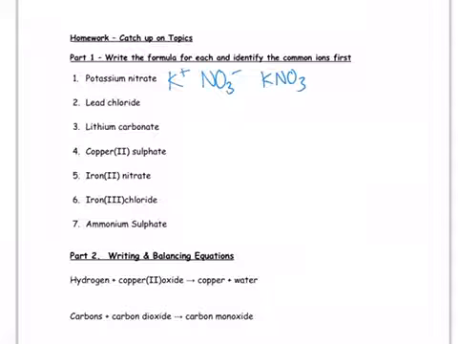This question's a bit mean in that it doesn't tell you the valency of lead. In this particular case, lead has a valency of 2, so it's Pb2+. The chloride ion is a single minus, so it's going to be PbCl2.